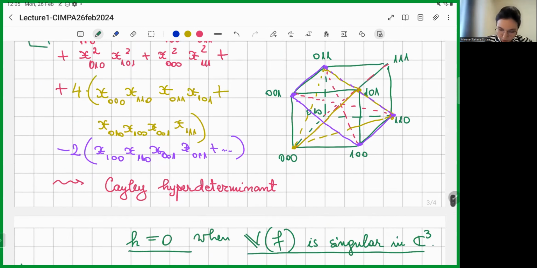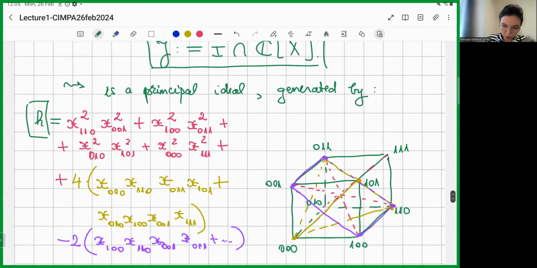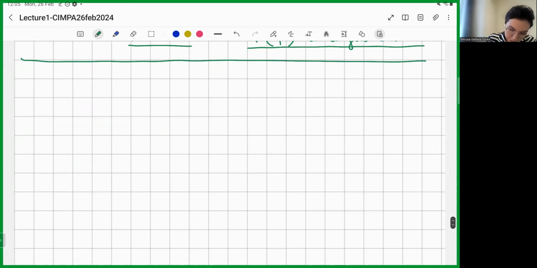So this was just an instance of using elimination theory to decide whether a surface has singularities or not. Let's see maybe some other example. This was a long one. Let's see another example.